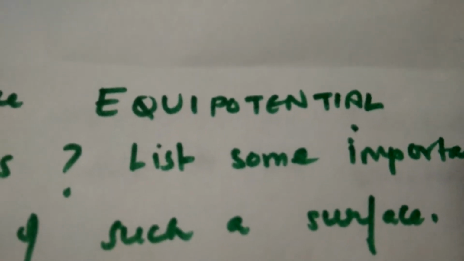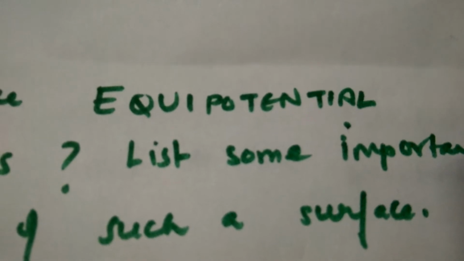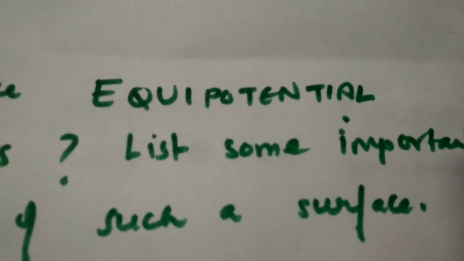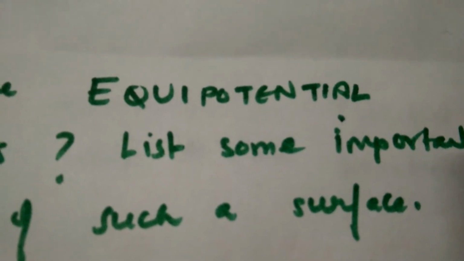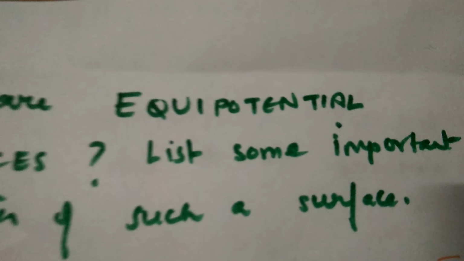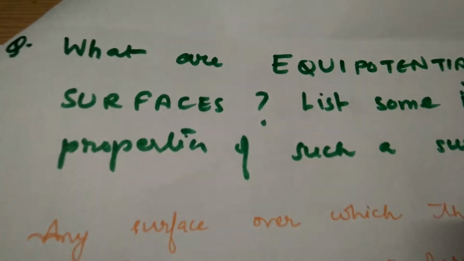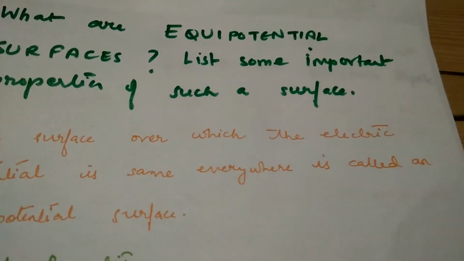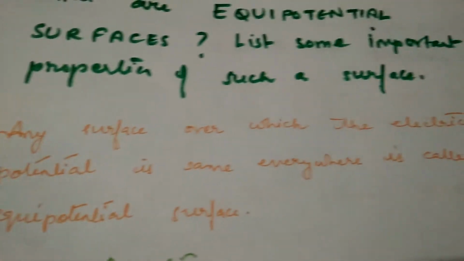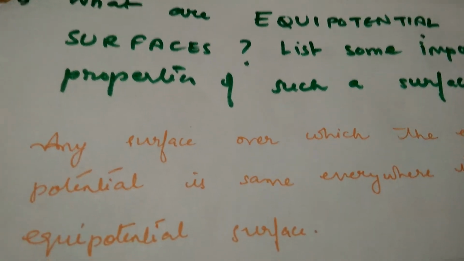So equipotential, equilateral, equidistant. You are familiar with these terms. So equi means equal, same. So equipotential means same or equal potential. Equipotential surface. So the name itself makes the definition very clear. Let us see the definition. Any surface over which the electric potential is same everywhere is called equipotential surface.